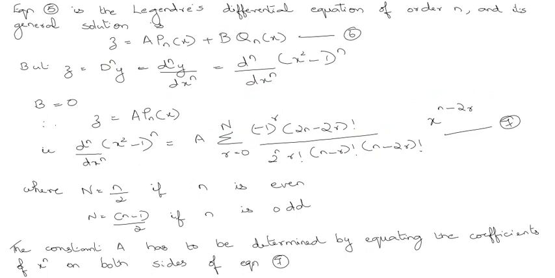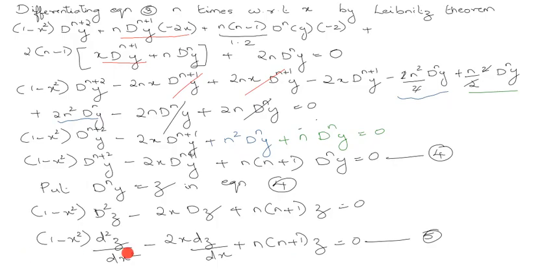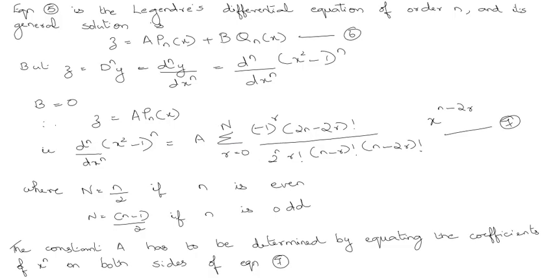Now, we know that this is the Legendre's equation of order n. Okay. And the general solution of this equation is z is equal to a Pn of x plus b Qn of x. And we know that z is equal to dn of y, that is dn by dx raised to n of y. And what is y? Y is x square minus 1 raised to n. So z is equal to dn by dx raised to n of x square minus 1 raised to n.